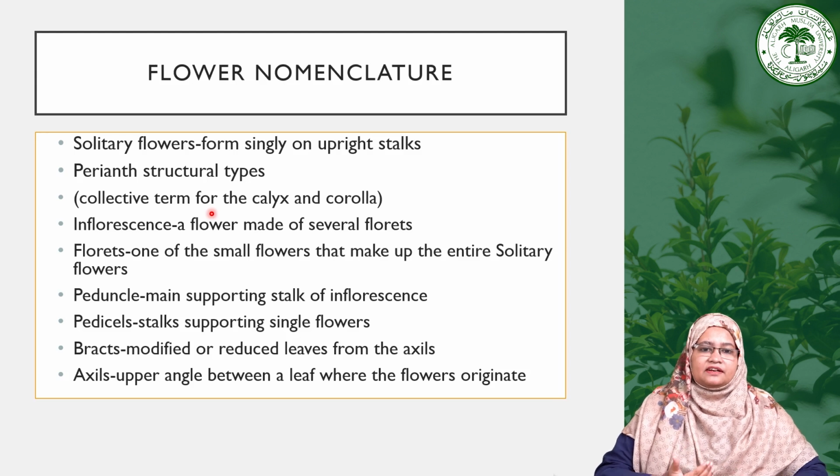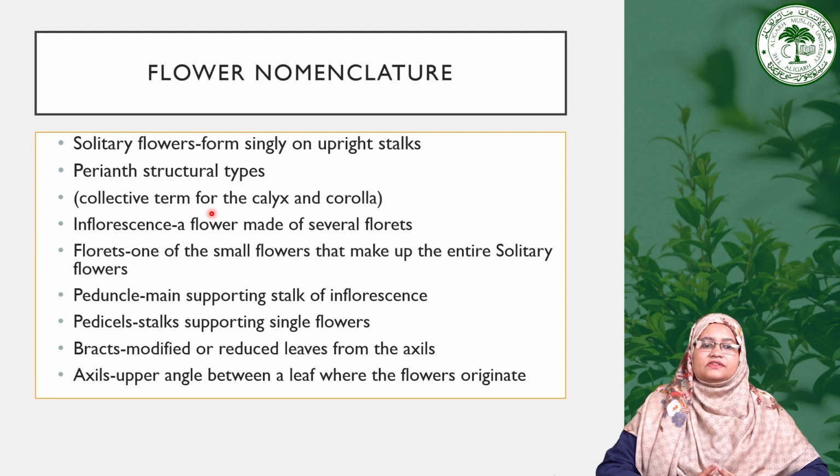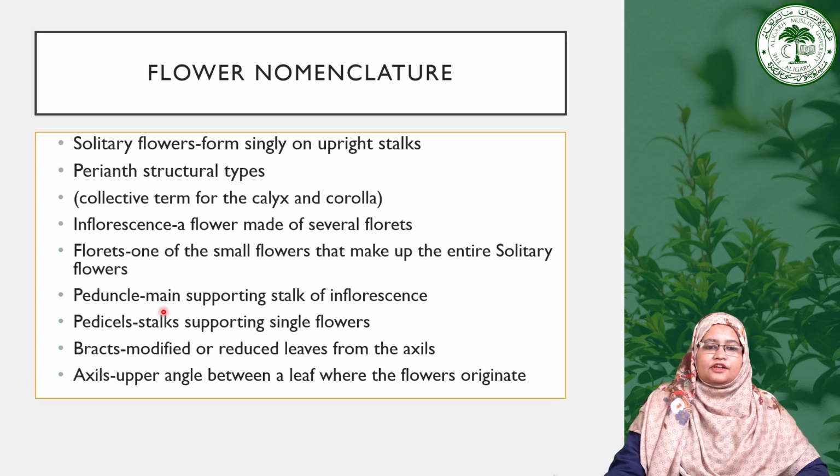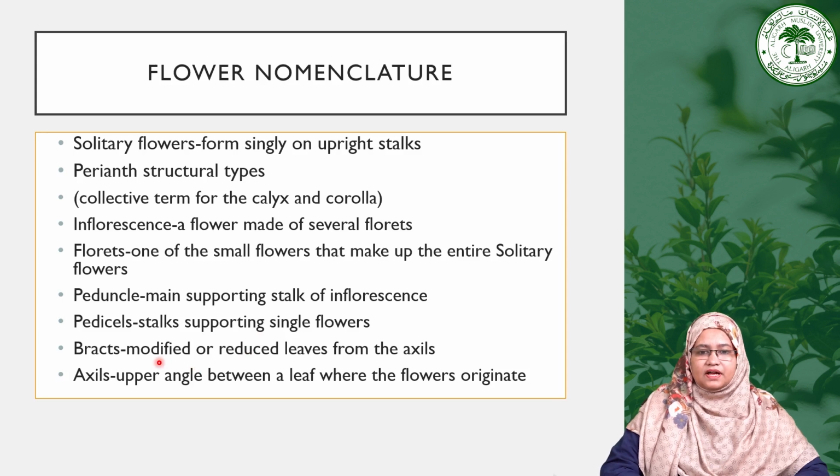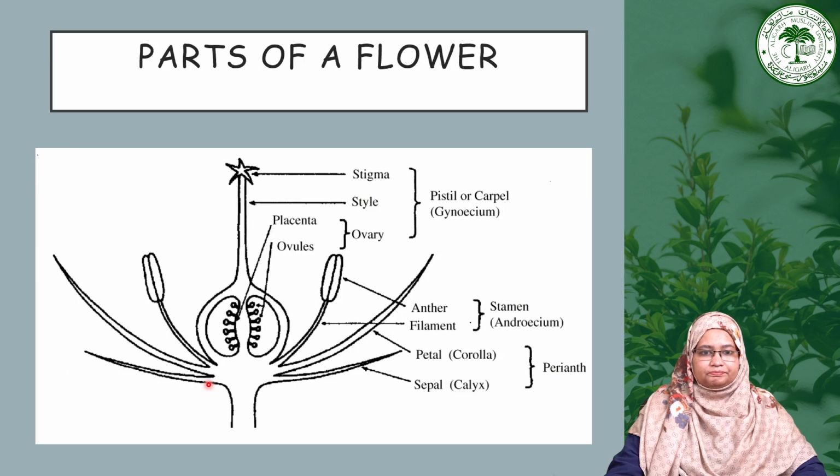Then flowers present in a group, as we have discussed earlier, is called the inflorescence, and one single flower in an inflorescence is called a floret. The axis of the inflorescence is called the peduncle, the main supporting axis or stalk of an inflorescence. Then the pedicel is the stalk supporting a single flower. Then a bract is a modified or reduced leaf from the axil of the flower, and the axil is the upper angle between the leaf and the stem where the flower originates. So these are some nomenclatural terms for the flower and its parts.